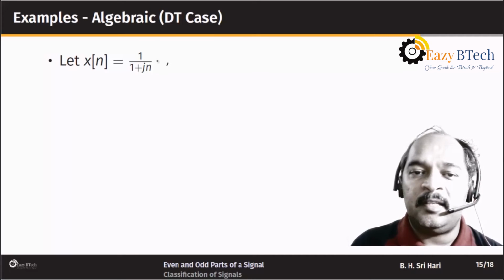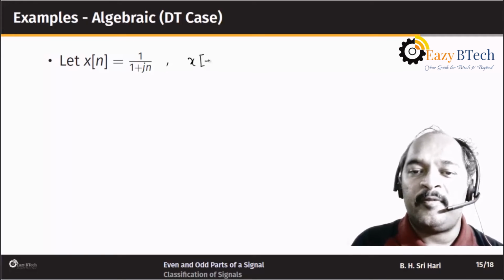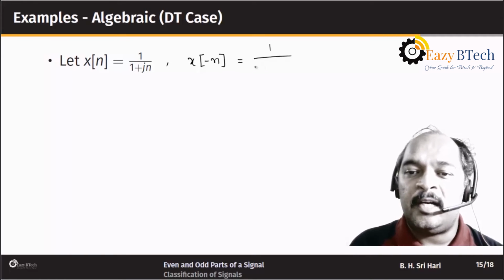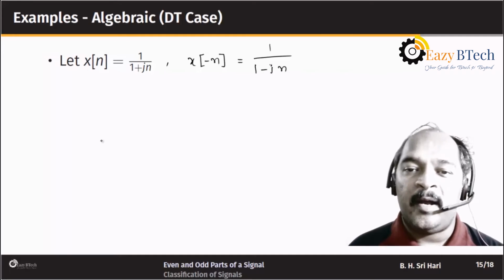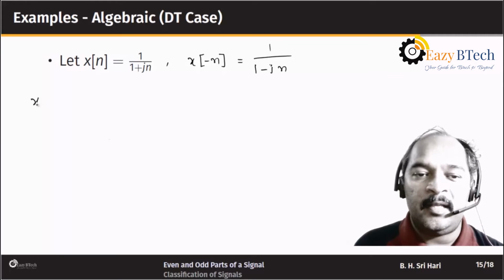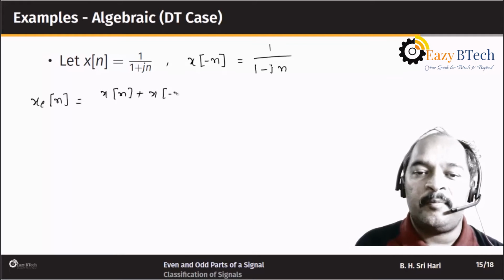So x of n is given to be 1 plus 1 by jn. Again, to find the even and odd part, we need x of minus n. That turns out to be, wherever there is n, you have to replace it with minus n. So you get 1 by 1 minus jn. So what will be the even part of the signal? That should be equal to x of n plus x of minus n divided by 2.